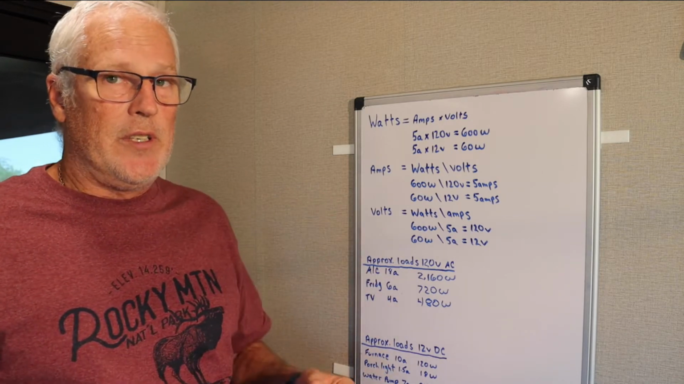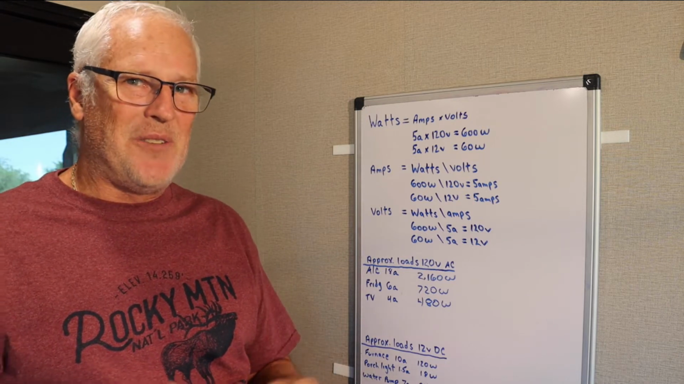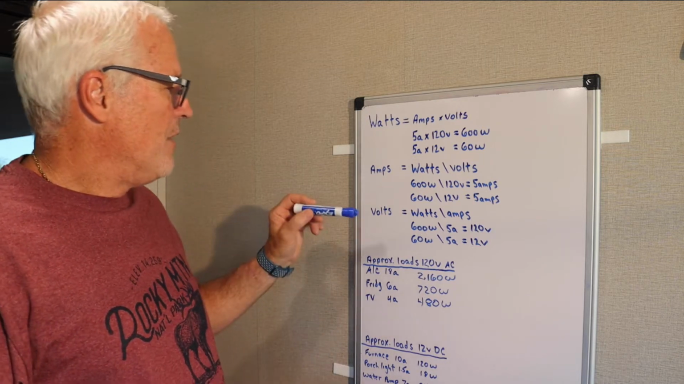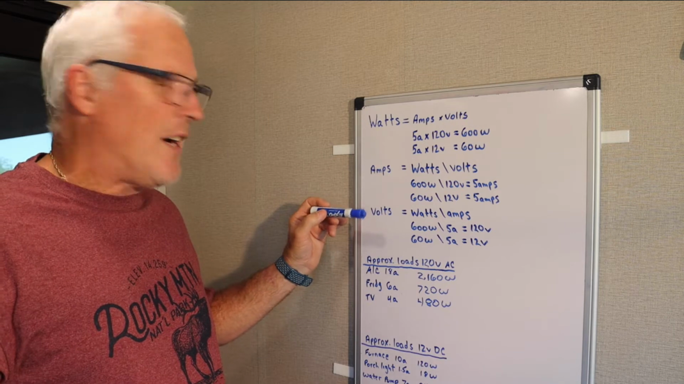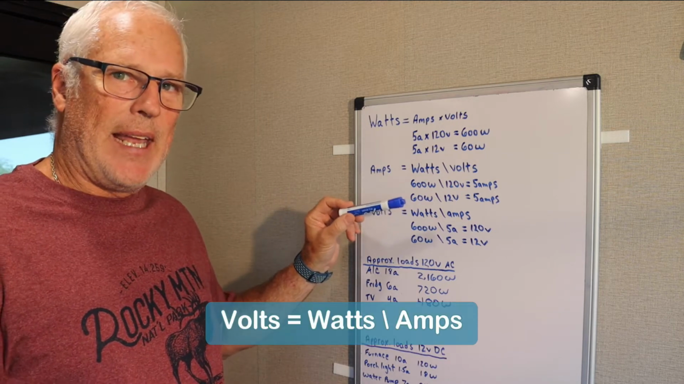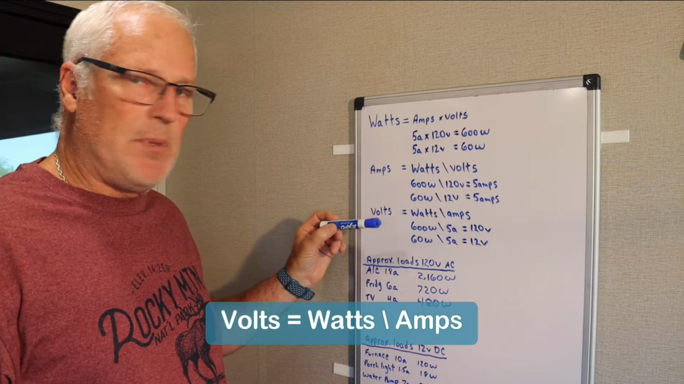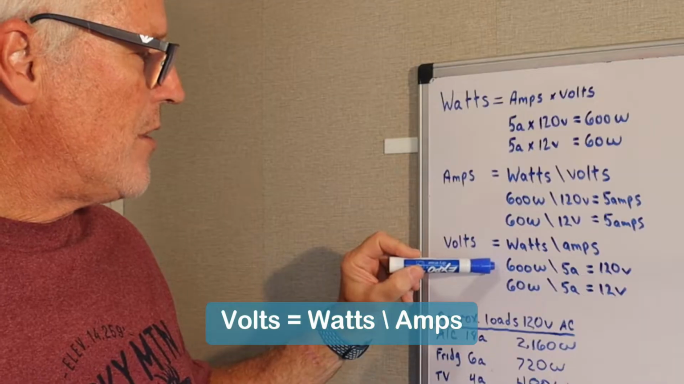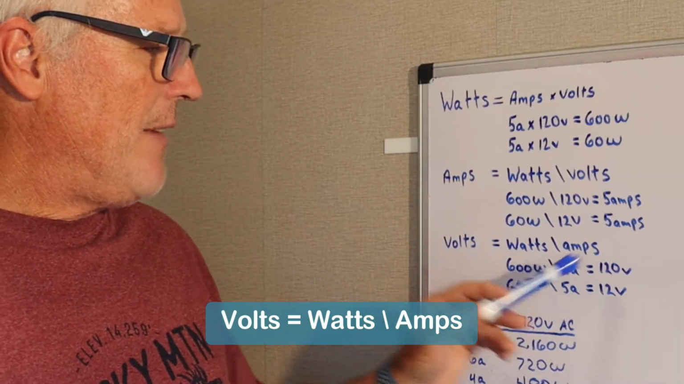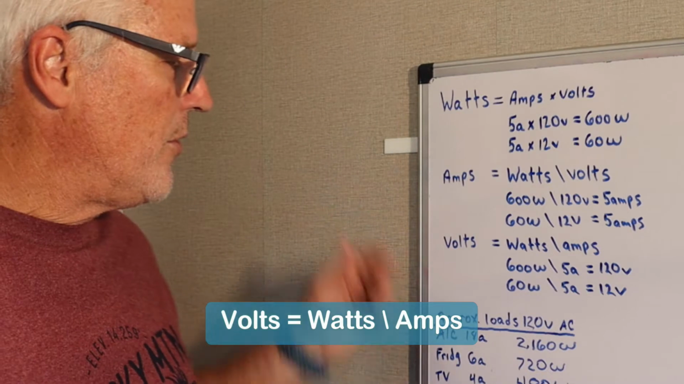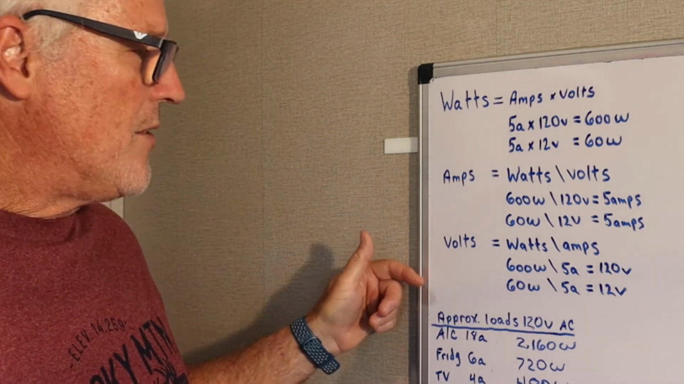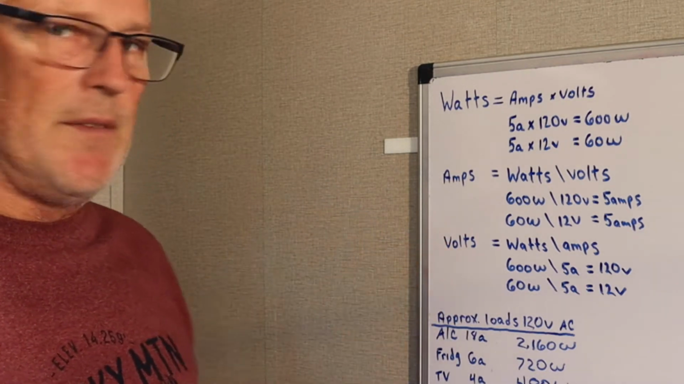Volts is just a unit of voltage. Hopefully you know what voltage is. The way you derive that is watts divided by amps. Again, a very simple example: if you have something that's 600 watts divided by 5 amps, you're going to get 120 volts. Or 60 watts divided by 5 amps is 12 volts.